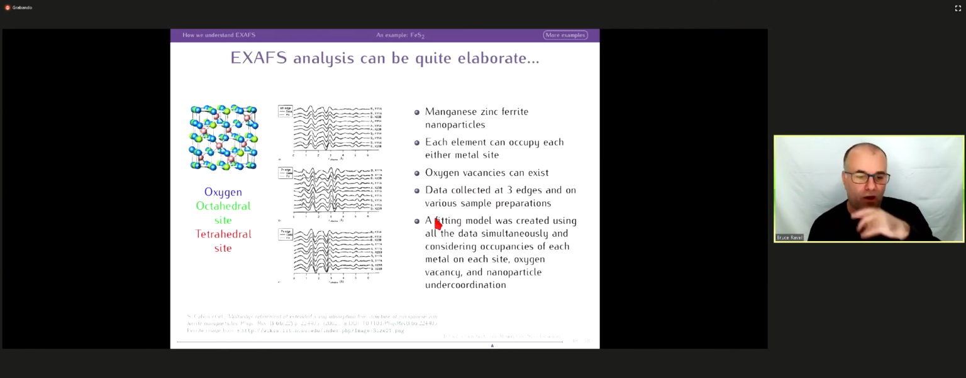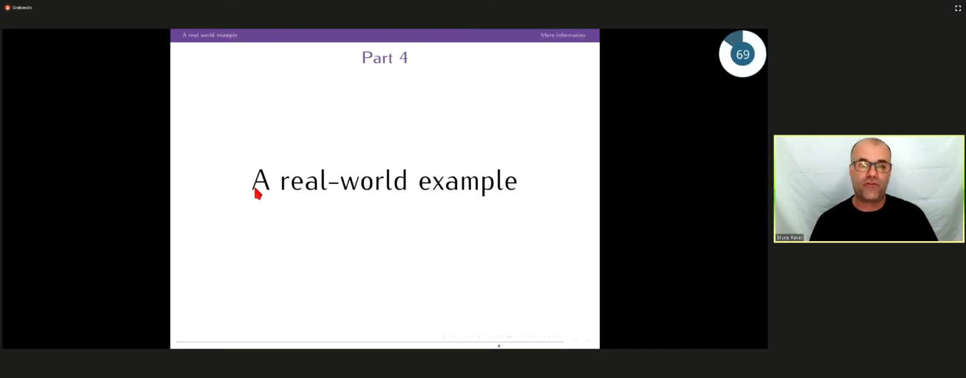Another example is a colleague of mine who had these manganese zinc ferrite nanoparticles. This is a material with an interesting magnetic response. It has a lot of industrial applications. And he was able to figure out how these three very similar transition metals occupy the different metal sites in this ferrite structure. So you can get really a lot of information out of this kind of analysis. Not giving you any of the details of how it's done, just some of the flavor that you can get this kind of information out of XAFS if you apply yourself.